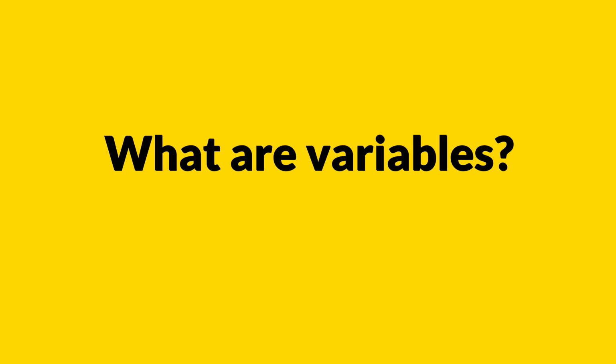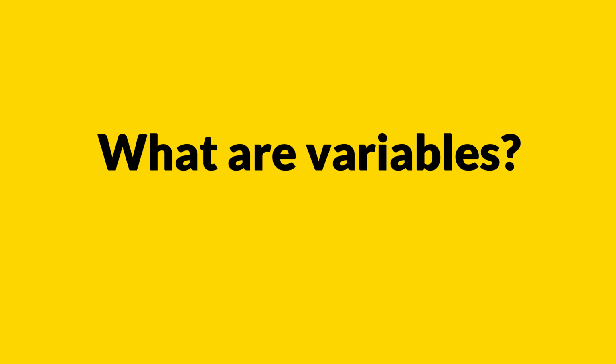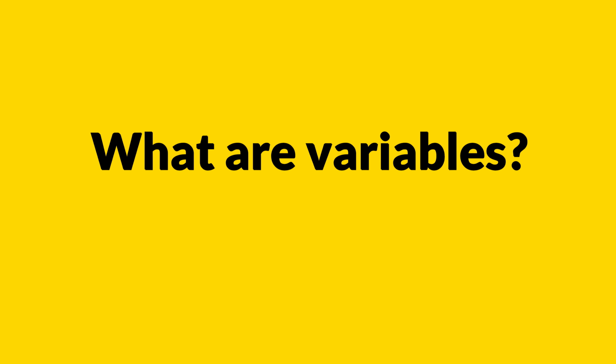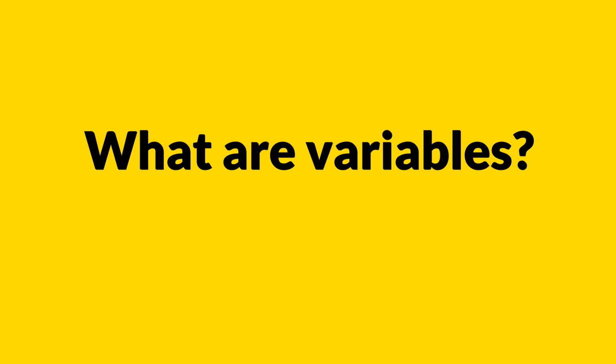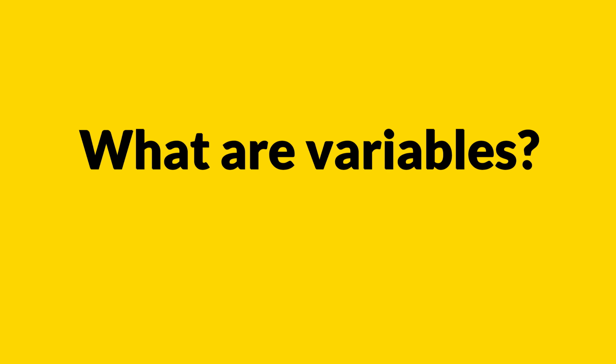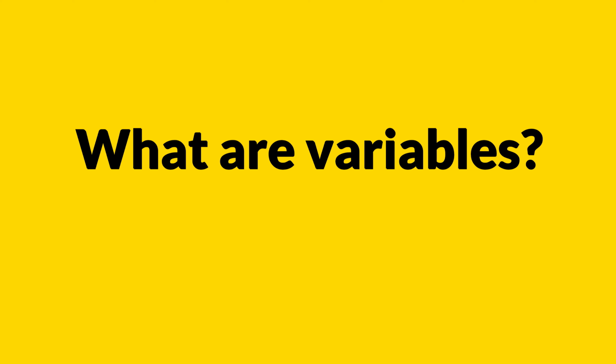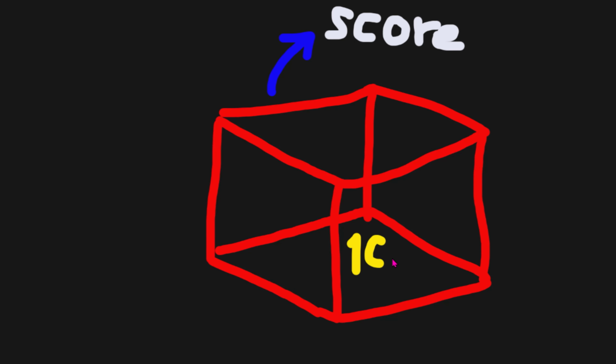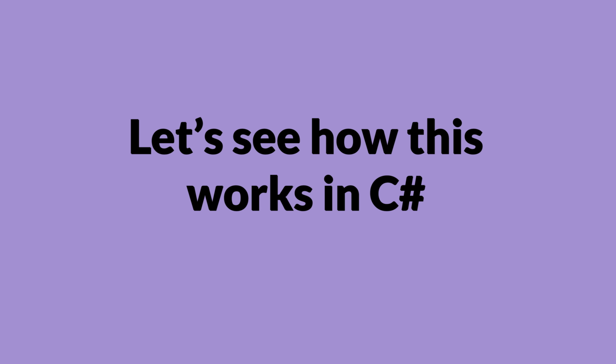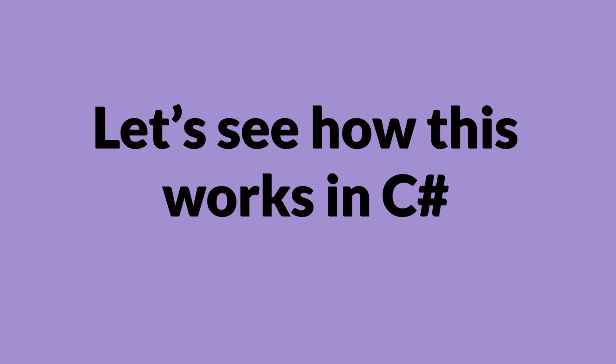Variables are like containers. They store information your program can use. For example, if you're programming a game and need to keep track of the player's score, you'll use a variable. Here's a simple analogy. Imagine a box labeled score. You could put a number like 100 into that box. Later, when the player earns more points, you could update the number in the box. Let's see how this works in C#.